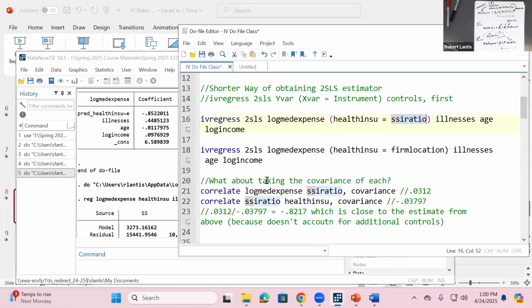Okay. So I'm actually going to run both of these, and we're going to think about what was a better instrument here. I've got my Social Security income ratio. That was my first instrument. And then I'm going to try a second instrument, which is that healthcare facility location, like how close was the nearest healthcare facility? So why would that be a good instrument?